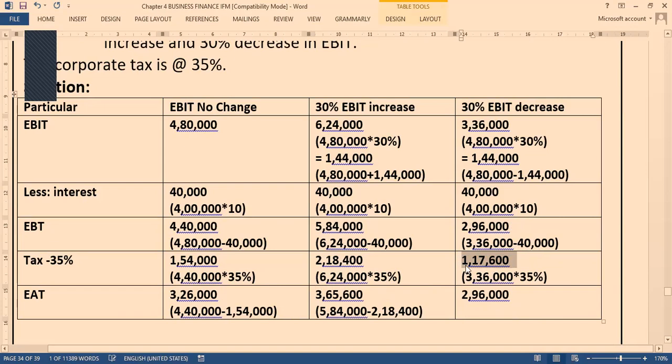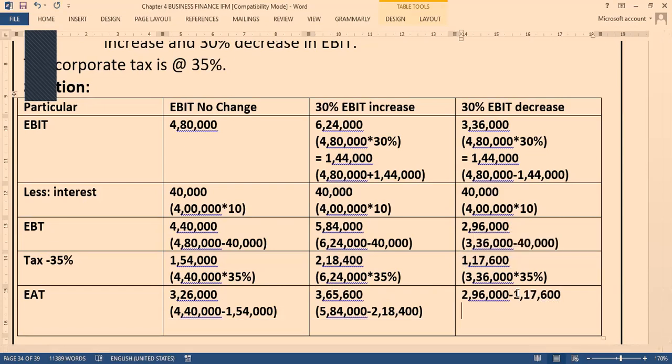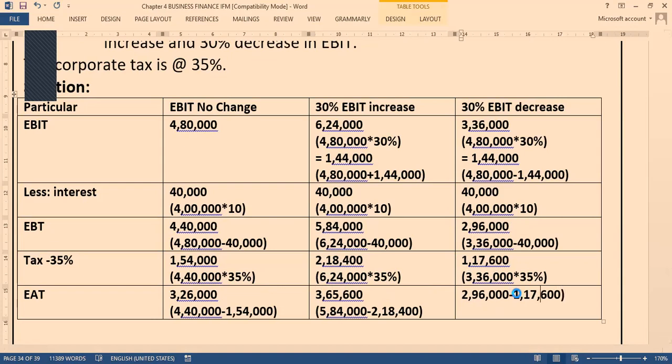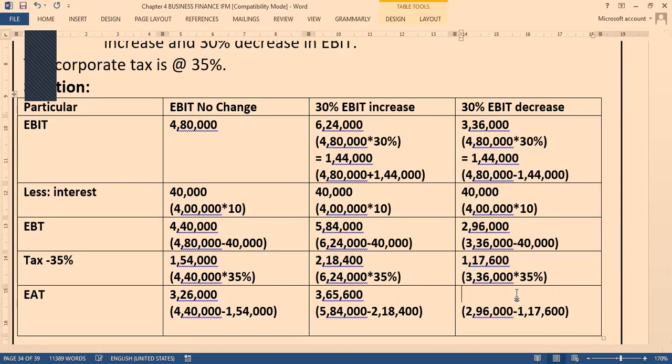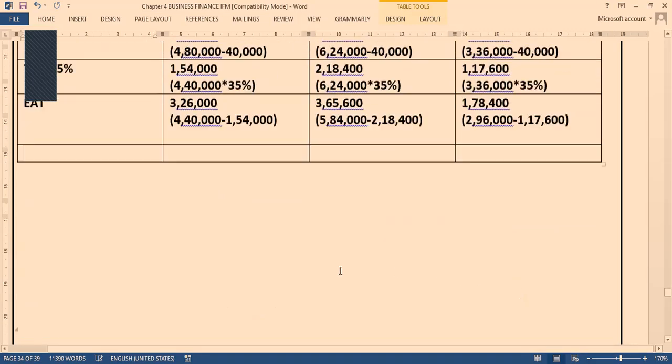Again, this also remains the same: 2,96,000 minus 1,17,600. If you subtract this, you'll be getting approximately 1,78,400. Okay. Now the next part.